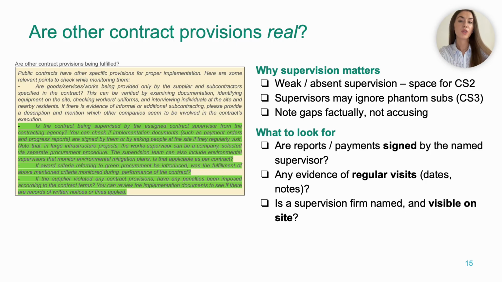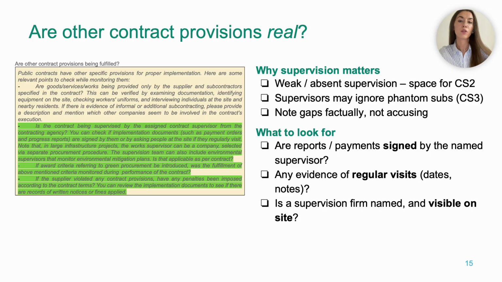For Corruption Scheme 2, weak supervision makes it easy to pour less concrete, use thin tarmac, skip drainage, or plant fewer trees while still getting paid. Whereas for Corruption Scheme 3, a sleeping supervisor will not notice unlisted subcontractors actually doing the work. And for Corruption Scheme 1, supervisors may sign off on large modifications without even verifying whether the extra works were really needed or carried out.